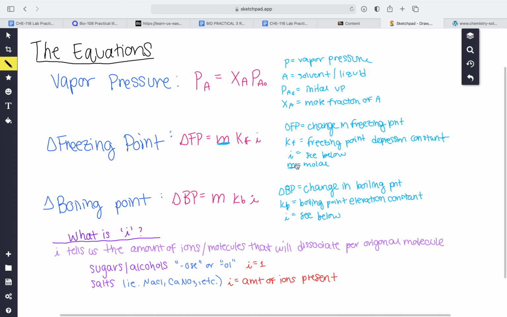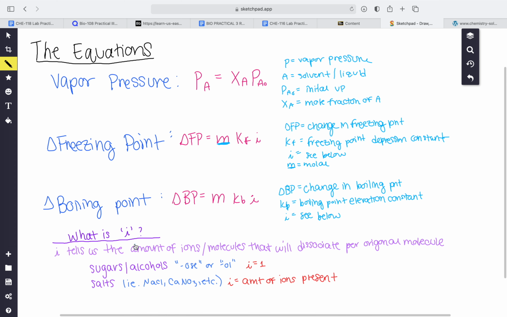And then I'm going to be talking about a little bit later, but it's basically the amount of ions or molecules that will dissociate per molecule. It's similar to moles. It's just telling you, okay, this is how much you're going to get out of it once it dissociates. All right, and then change in boiling point, very similar story, but we're now working with the boiling point elevation constant. As we know, the boiling point goes up and the freezing point goes down, so that's why they're called that. And again, it's just the change in boiling point.